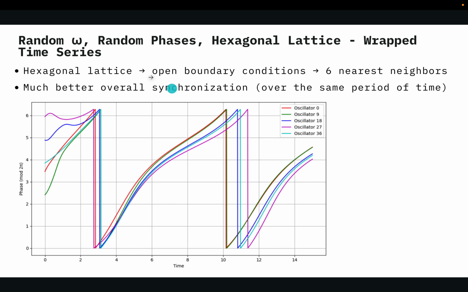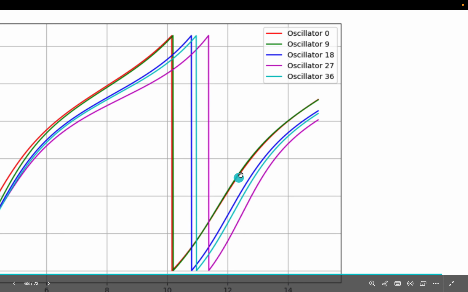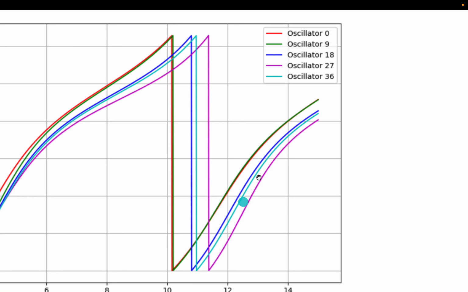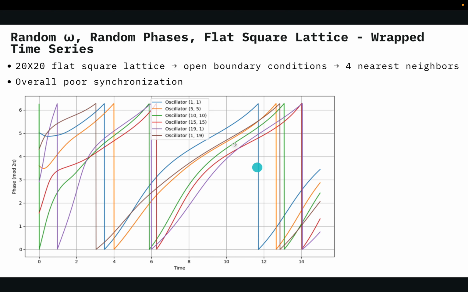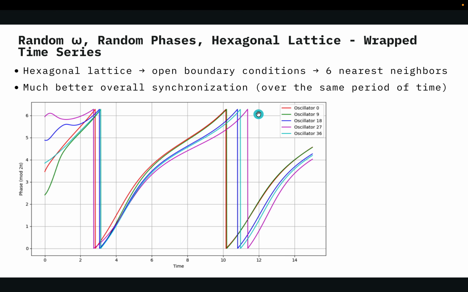This, I can claim, is for a hexagonal lattice with open boundary conditions, by the way. So this is more realistic in a way. Much better overall synchronization over the same period of time. See, after 15 time steps everyone is more or less synchronized. The phase difference is constant. Red and green are overlapping, and these are all more or less parallel, even if not completely overlapping, but we started randomly. So this is in a hexagonal lattice, and we chose 5 oscillators. Here we chose 6 oscillators, I think. But anyway, that shouldn't change things by a great amount.